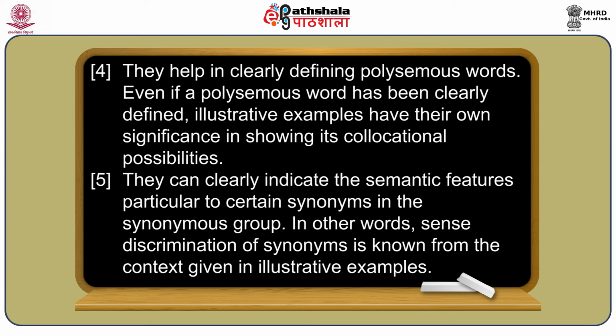Even if a polysemous word has been clearly defined, illustrative examples have their own significance in showing its collocational possibilities. They can clearly indicate the semantic features particular to certain synonyms in the synonymous group. In other words, sense discrimination of synonyms is known from the context given in illustrative examples.